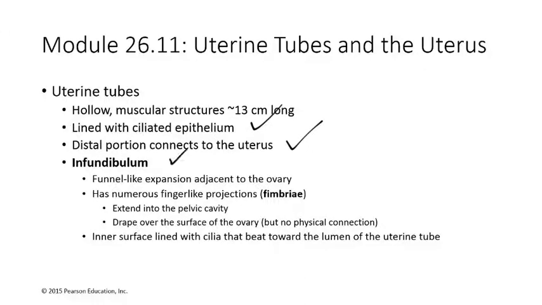There is an infundibulum, which is a generic term for a very narrow structure. So it's a funnel-like structure. And at the very end of the uterine tube, there are fimbriae. Fimbriae are finger-like projections, and they're going to extend into the pelvic cavity and drape over the ovary, but do not come in direct contact, so that when the egg is released, it is hopefully swept up into those fimbriae, and those cilia are kind of drawing it in and moving it down the tube.